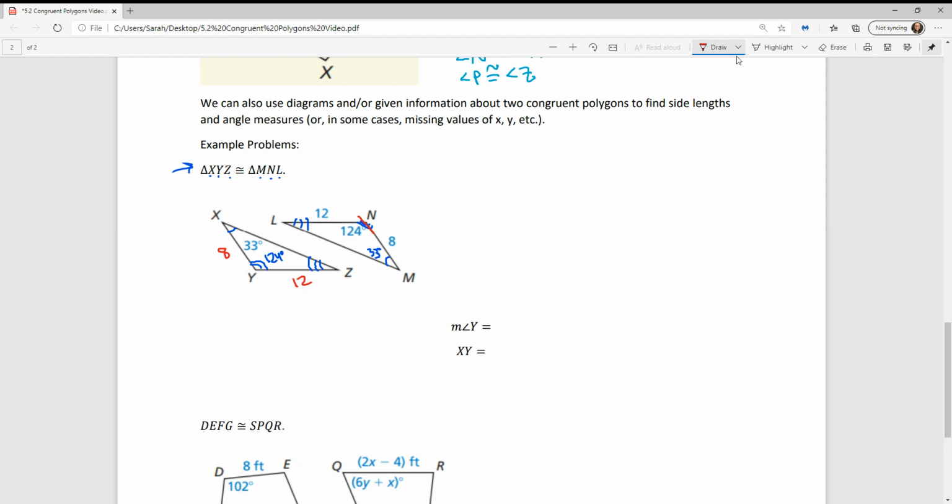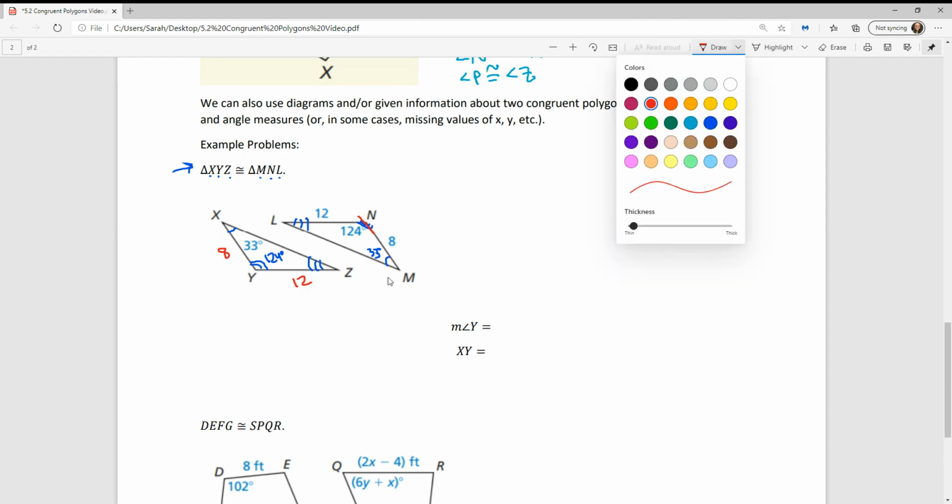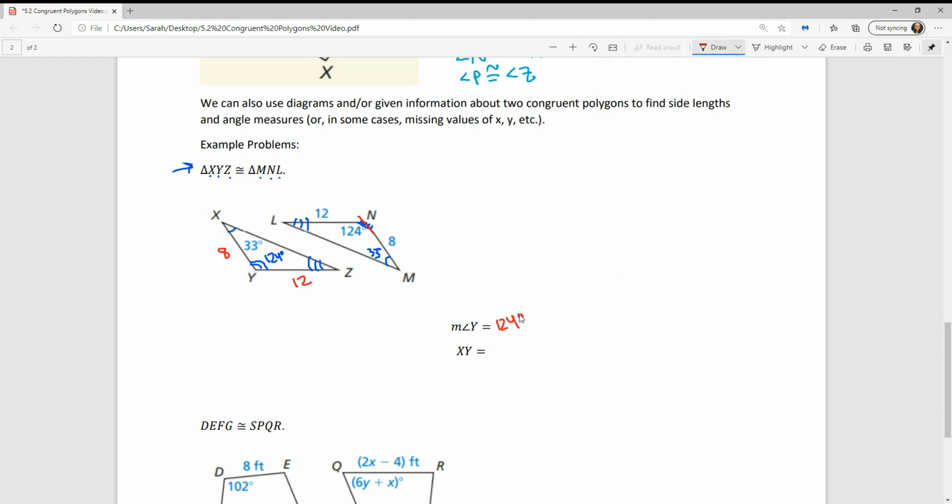First one is asking what is the measure of angle Y. We see that angle Y is the same as N, which is 124 degrees. XY was the same as MN, which is going to be 8. So you're welcome to go through and label everything like I did, or just focus in on the things they're asking for.